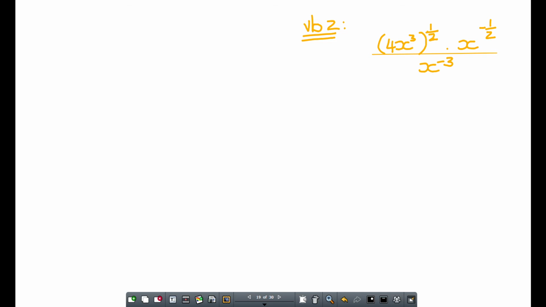It's obviously bracket 4x to the power of 3, close your bracket to the power of a half. That part you can actually see. Then the part that you can't see is dot, meaning times, and then x to the power of minus a half. X to the power of minus a half. And then the bottom part of the fraction you guys can see.